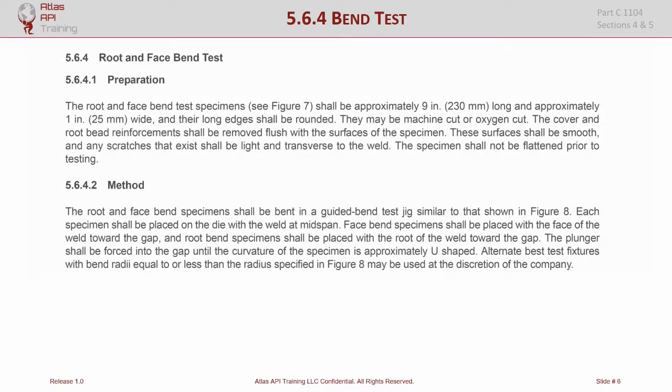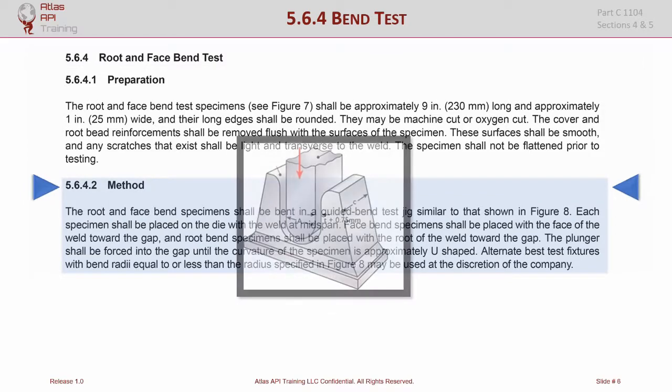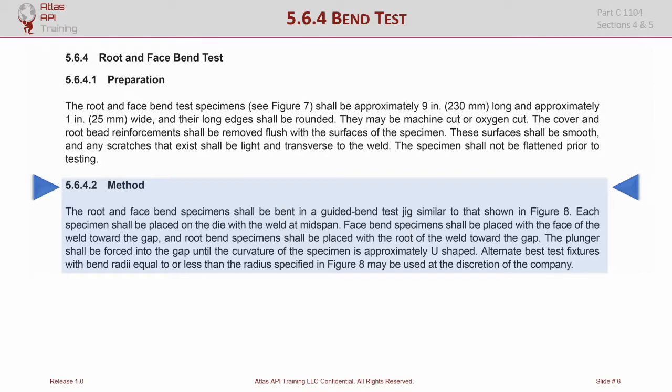This is a typical slide from our Part C narrated lessons with the actual voiceover. A face bend test is a soundness test in which the individual performing the test places the specimen across the shoulders of a die with the surface to be tested facing down.